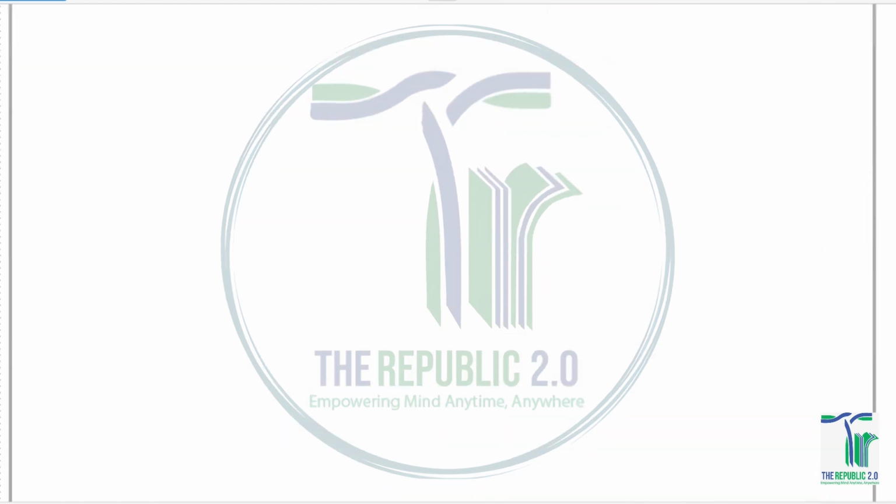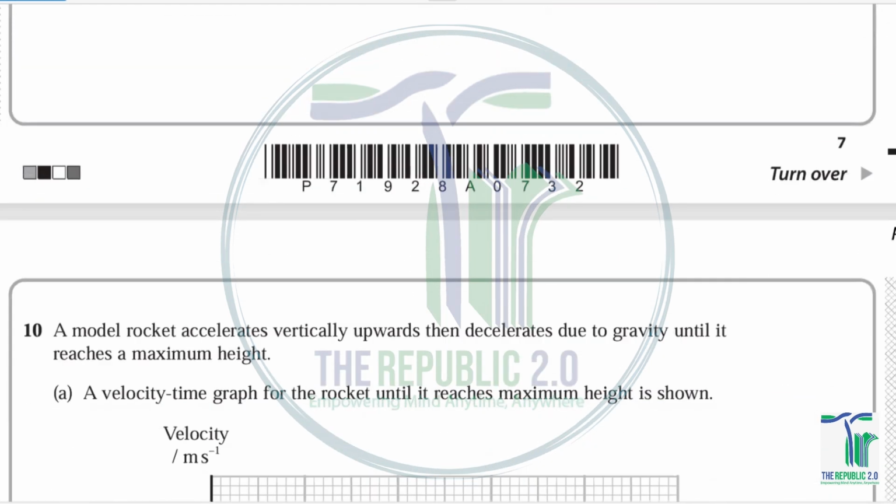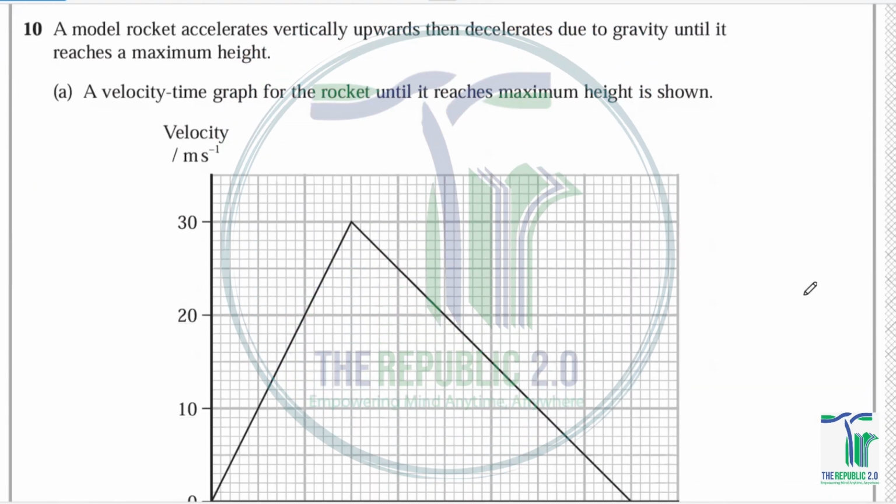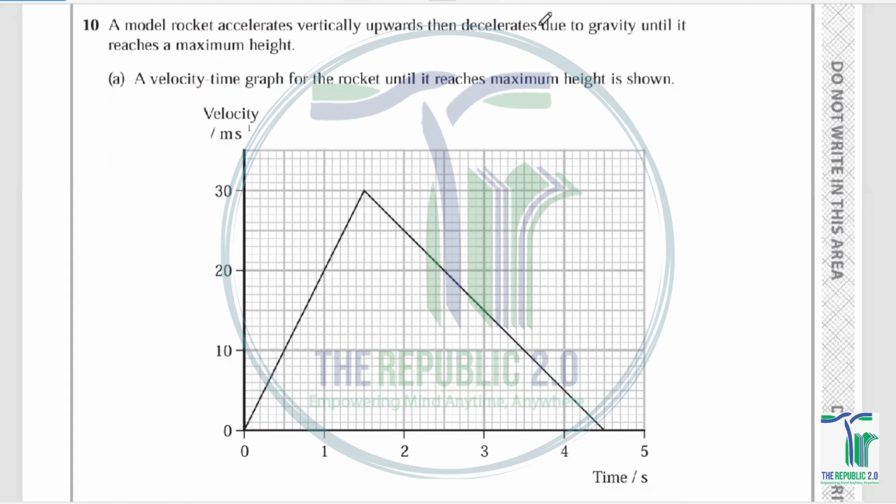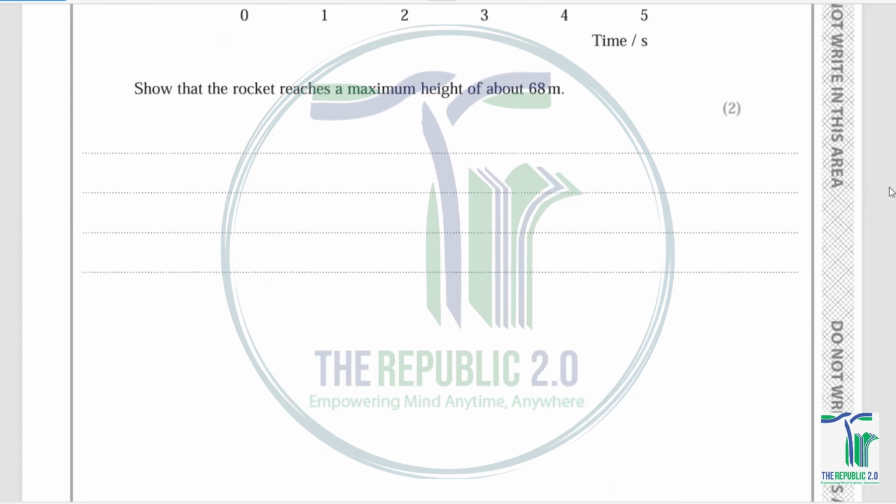Now we'll get to the question number 10. The question number 10 says that a model rocket accelerates vertically upwards, then decelerates due to gravity until it reaches the maximum height. The VT graph of the rocket until it reaches the maximum height is shown something like this. Show that the rocket reaches a maximum height of about 68 meters.